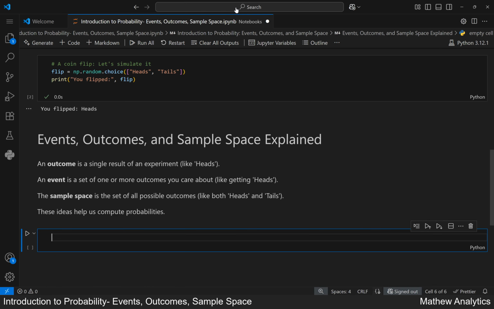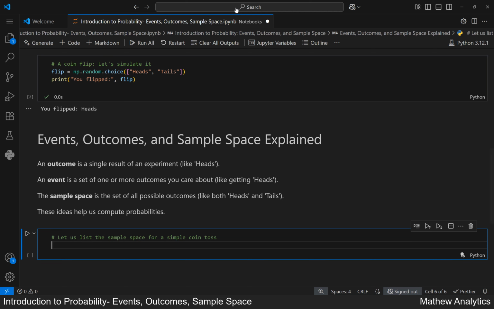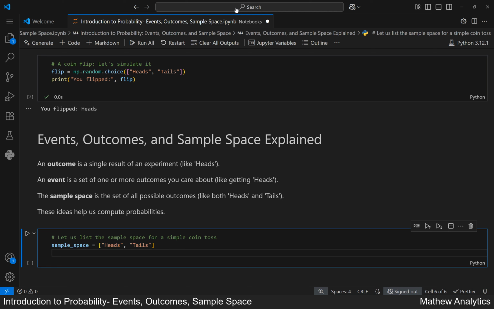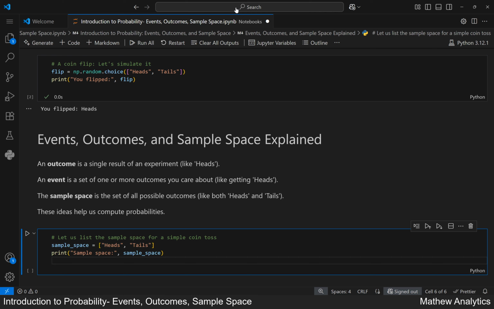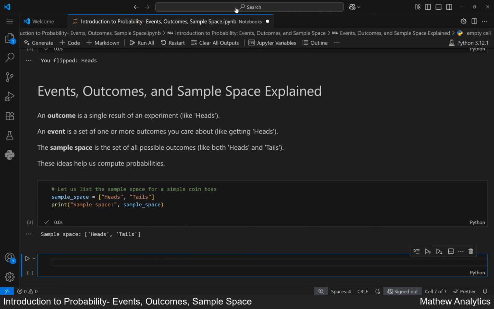Now, let us see all possible results when tossing a coin. We create a list for the sample space. The list shows both possible outcomes for one coin flip. We print out the full sample space. Running the cell now. Think, how would this sample space change if you toss two coins at once?